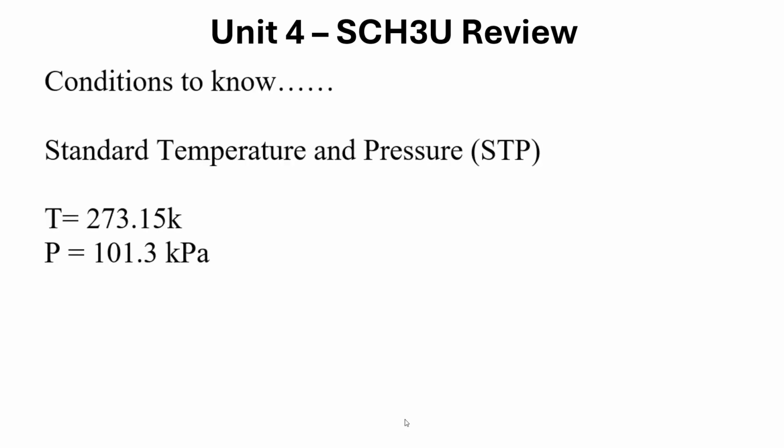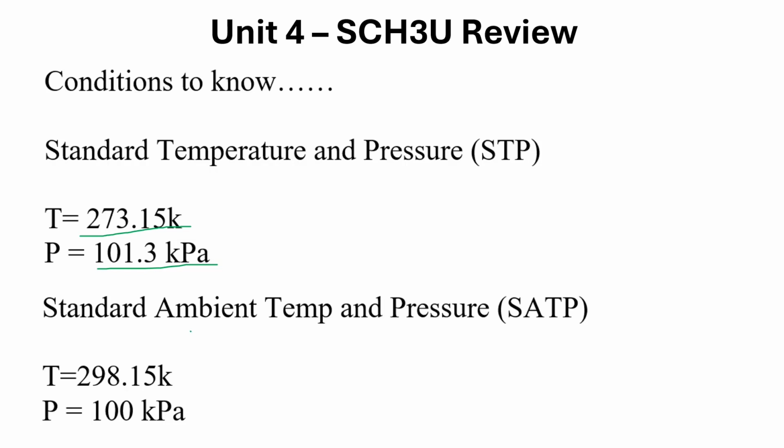Now, wrapping up this section, there are a few conditions to know. STP, standard temperature and pressure. Those would be 273.15 kelvins and 101.3 kilopascals. And we also have standard ambient temperature and pressure, which pushes our temp a little bit higher and our pressure a little bit lower. Moving on to section 2.